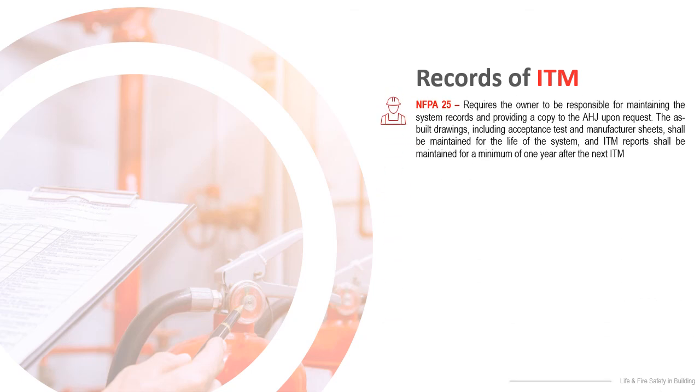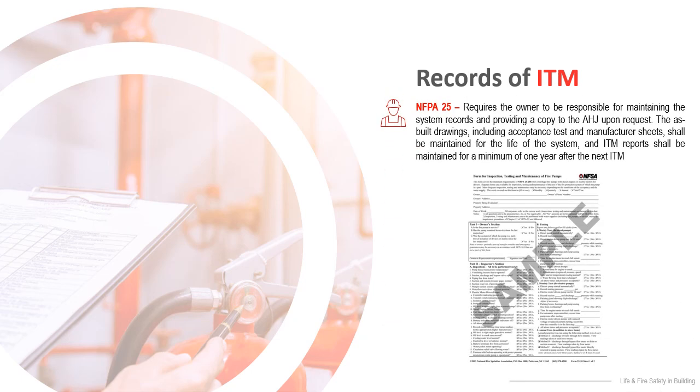Records of the ITM. NFPA 25 requires the owner to be responsible for maintaining the system records and providing a copy to the AHJ upon request. Records such as drawings, including the acceptance test and manufacturer data sheets, should be maintained for the life of the system. The ITM report should be maintained for a minimum of 1 year after the next ITM.